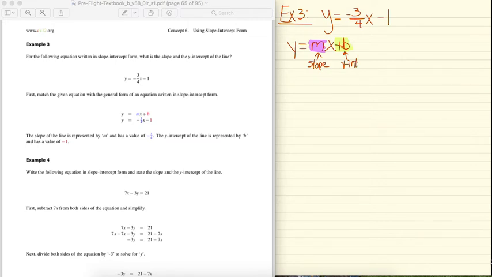So in our problem, the number written in front of x that's being multiplied, or the coefficient of x, is negative 3/4. So our slope, or our value of m, is negative 3/4. Our y-intercept, or the number being added or subtracted on the end of this equation, is negative 1. So that's where we cross the y-axis.